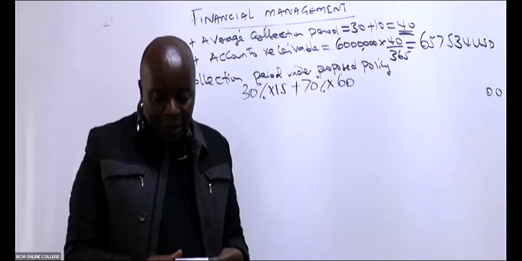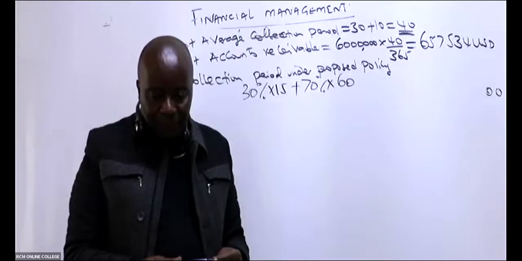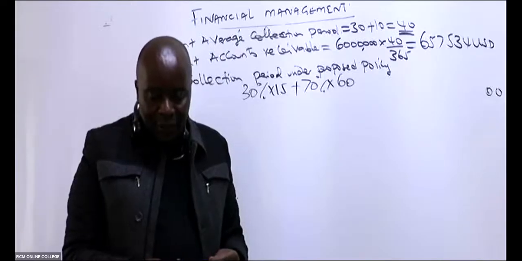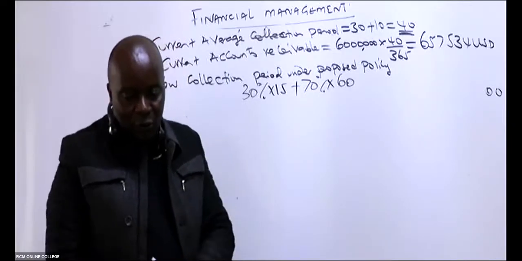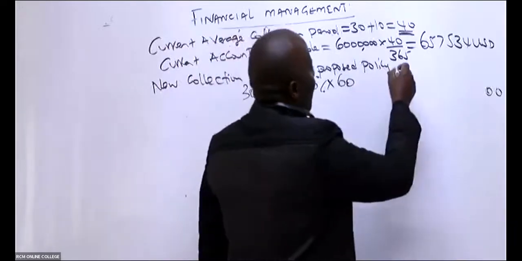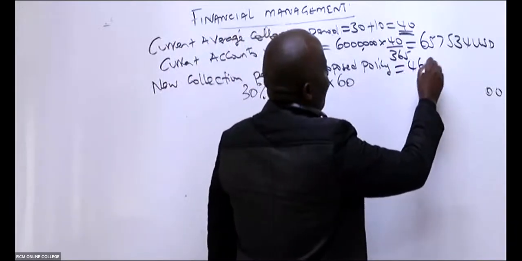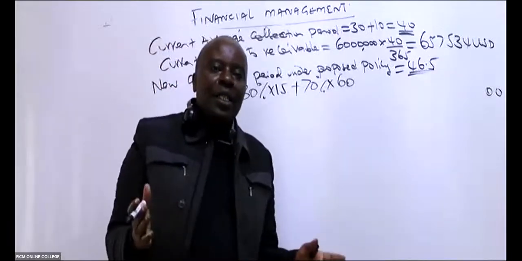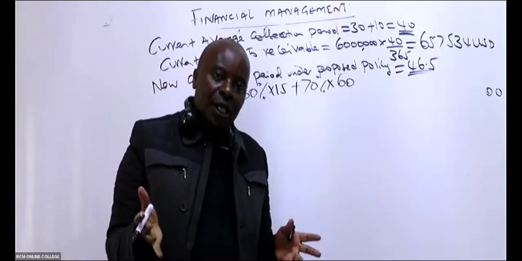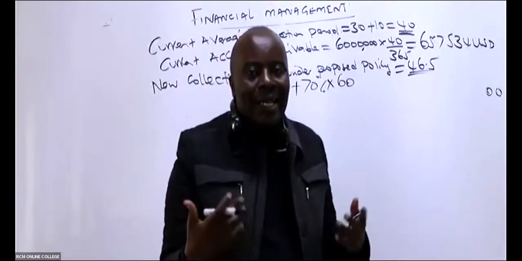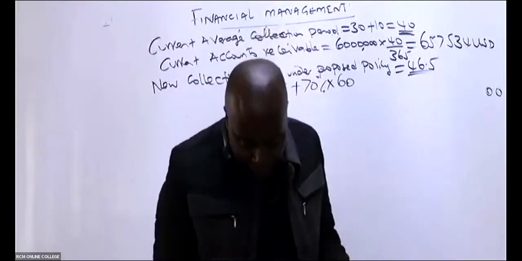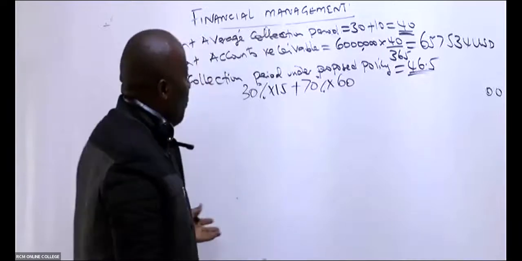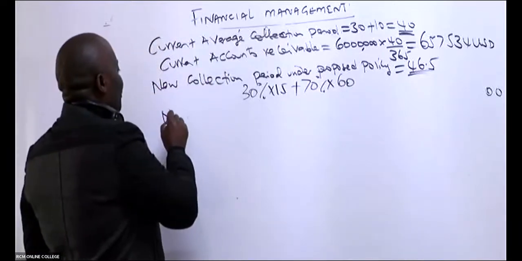Can somebody give me this number? I'm being given a figure of 47. Don't round off too much. 46.5. But now remember, they have told us that once we bring this new policy, our sales will increase by 5%. So can you kindly give me the new credit sales?